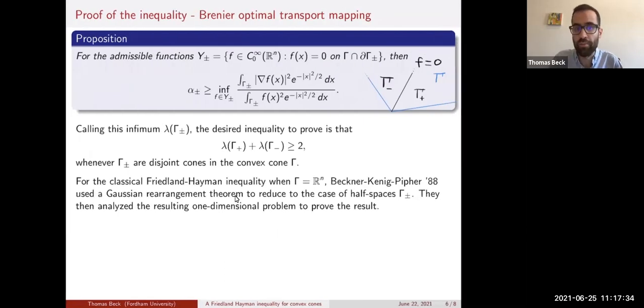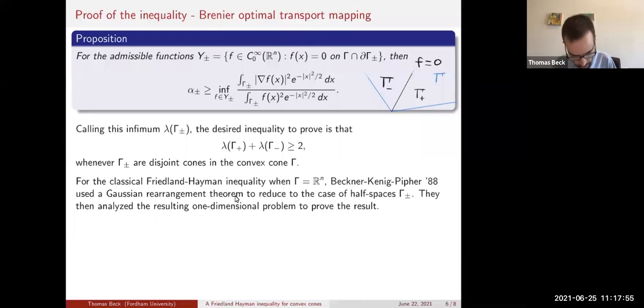So in the case where gamma is equal to the whole of Rn, Beckner, Koenig, and Pfeiffer had an analogous proposition to the one above, and then they used a Gaussian rearrangement theorem to reduce to the case where gamma plus and gamma minus are not general cones in Rn, but instead are half spaces.